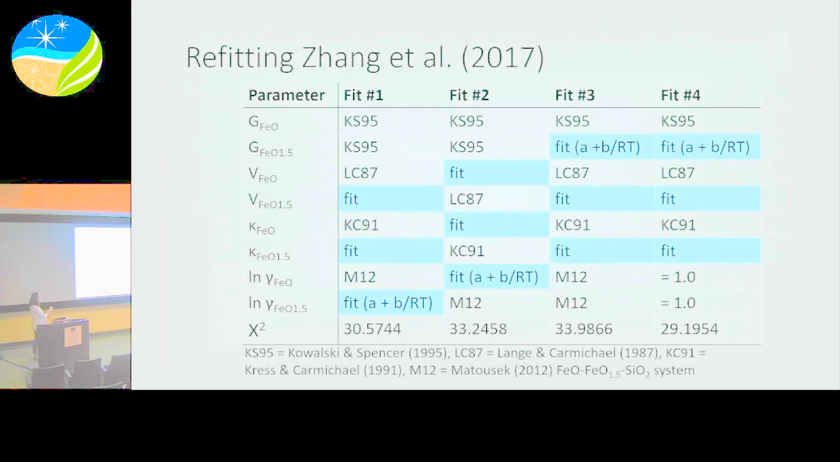The Gibbs energy for the ferric oxide in the melt is not well known because it's almost impossible to measure the melting point of hematite because it dissociates on melting. And I'm operating under the assumption that the ferrous oxide, the FeO, is a little bit better studied than the ferric oxide, so I'm mostly fitting to the ferric oxide. So the differences in the fits are, for the first two, I'm fitting volumes, compressibilities, and activity coefficients, which are really poorly known as well. And then for the third and fourth, I'm fitting the Gibbs energy of this ferric oxide component and using activity models from metallurgical literature, where these are a little bit better studied. So this is for the FeO, FeO1.5, SiO2 system, or ideal activities.